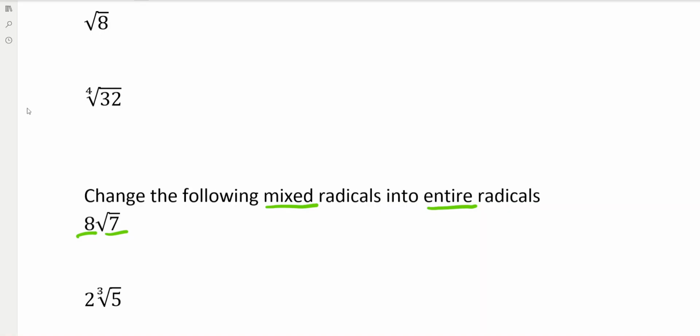So we have mixed radicals, which is right here, and we have entire radicals, which is right here, where the entire number is inside the radical. That's what makes it an entire radical. Everything, the entire number, is inside the radical.